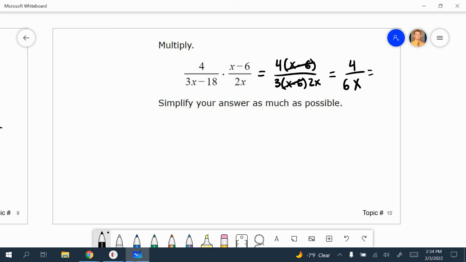And then I can simplify 4 over 6 to 2/3. That x is just going to hang out as well. So that's my final answer for topic number 10.